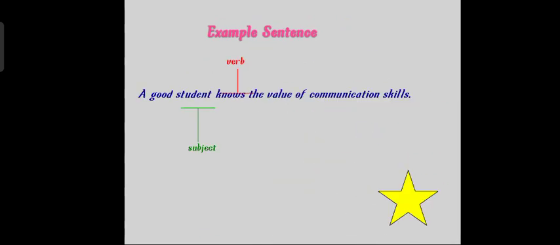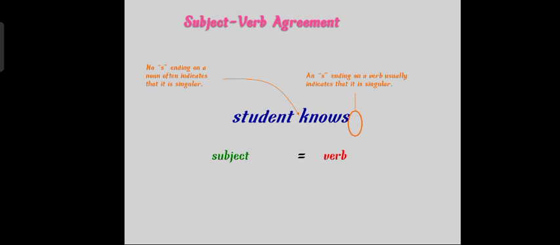Here one example is given, a very good example: a good student knows the value of communication skills. A good student is the subject and knows is the verb. What type of subject is it? A singular subject. The verb knows is added with s or es. We already discussed this: when the subject is third person singular in simple present tense, s or es form is used. Here we find subject-verb agreement.